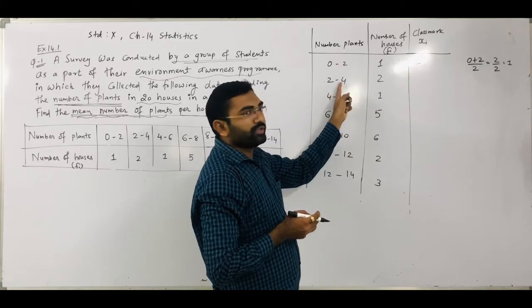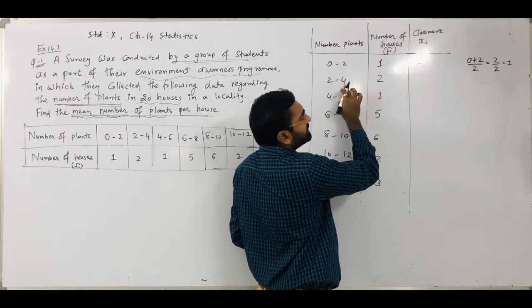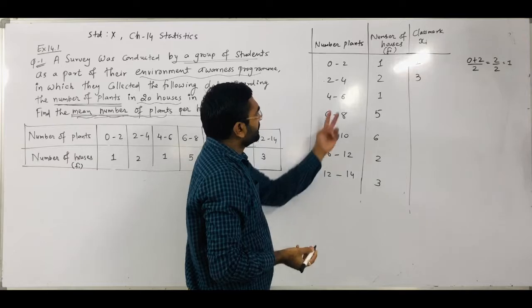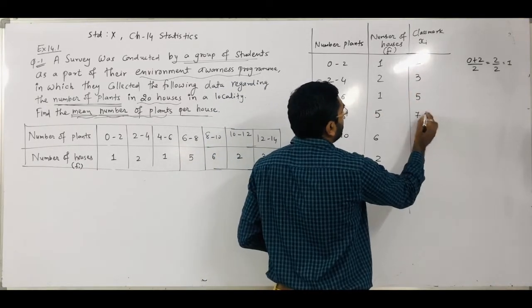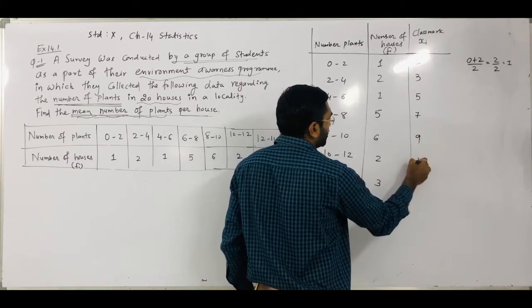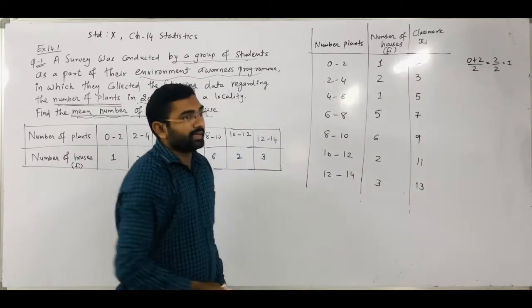In between 2 and 4 which value do we get? 3. Otherwise, for finding the Xi value, 2 plus 4 is 6, divided by 2. So 6 divided by 2 is 3, right? Here we get the mid value as 5. Here we get the mid value as 7. Here the class mark value we get is 9. Here is 11. And here is 13. So the Xi column is made, right?